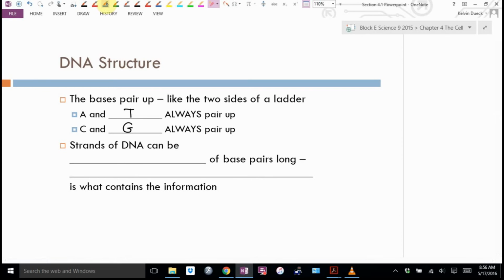Strands of DNA can be millions or even billions of base pairs long. And the order of the base pairs is what contains the information. Having the letters in a different order is what tells the ribosomes what protein to build, which is what makes you.